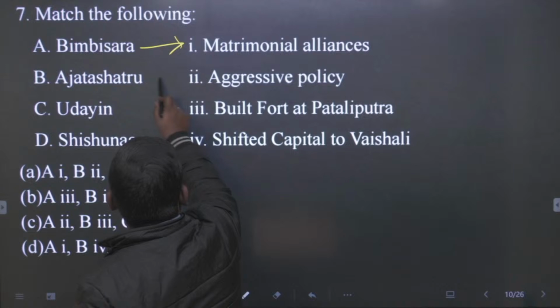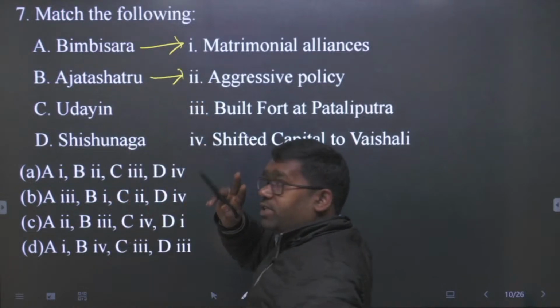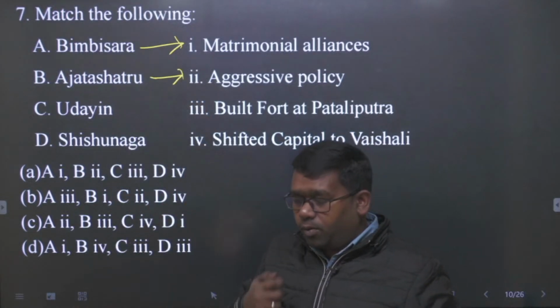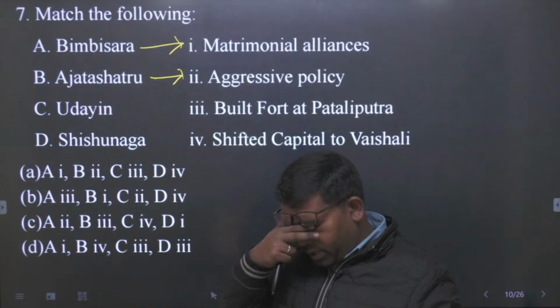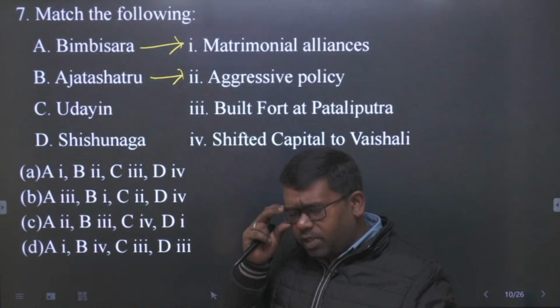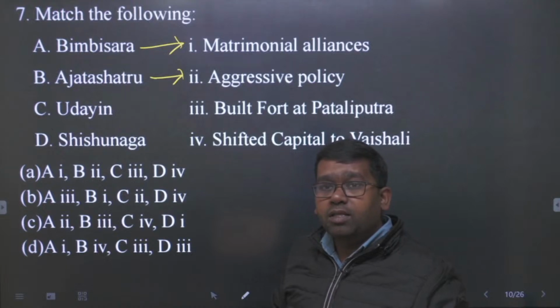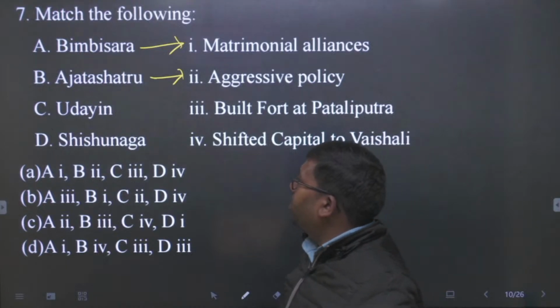Ajatasatru had a very aggressive policy. He had defeated two of his uncles, Vajji and Klosal. He defeated Prasenjit. So two of the uncles were defeated and their land was captured by Ajatasatru. So the answer will be Ajatasatru.